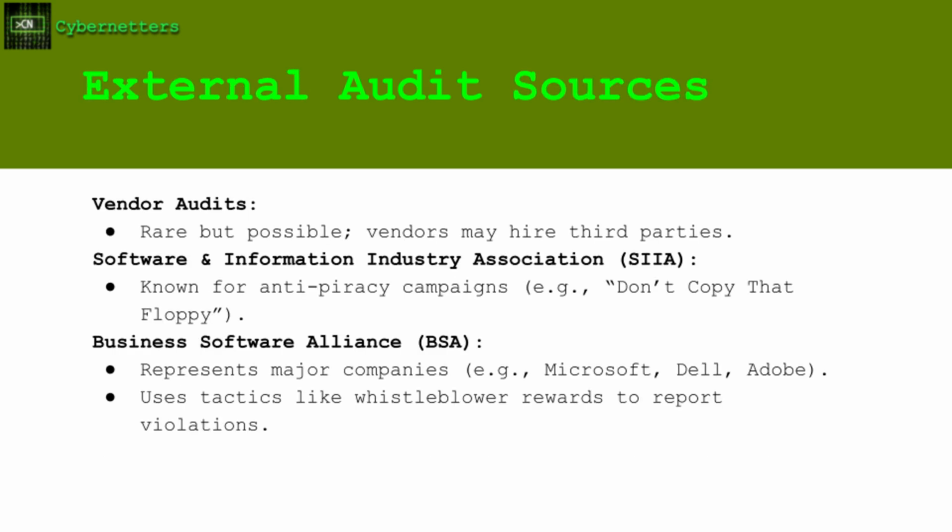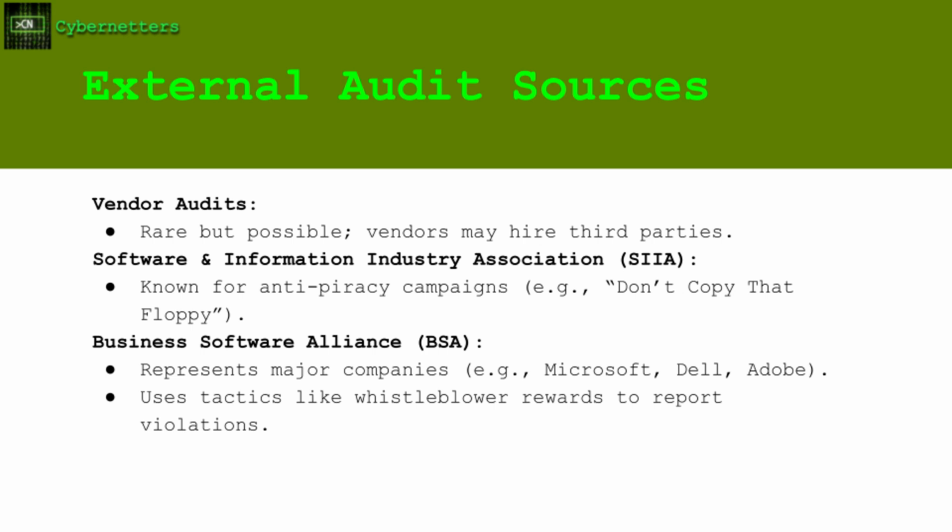Now, let's look at the external audit sources, the groups that might step up to check whether your software usage is compliant. Here are the main players. The first one is vendor audits. While rare, vendors can initiate audits directly or hire third parties to do it for them. Think of it as the software maker checking to ensure that you're following the rules of their license.